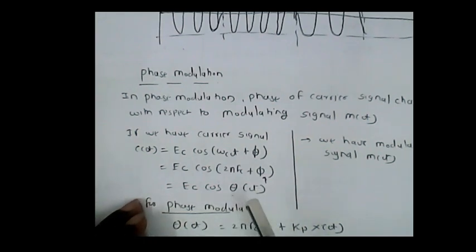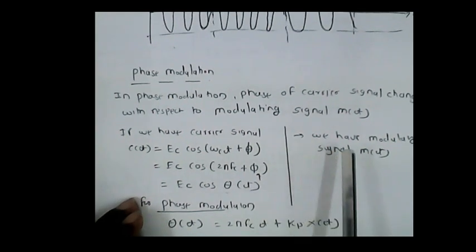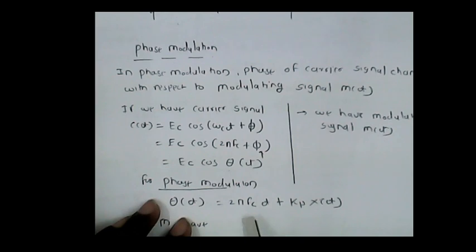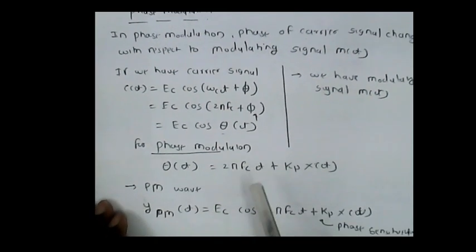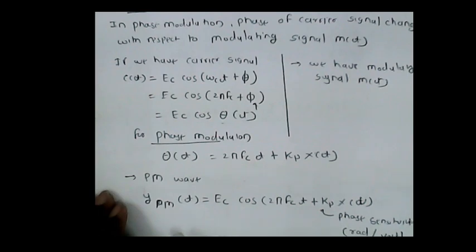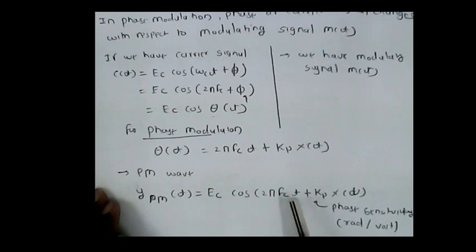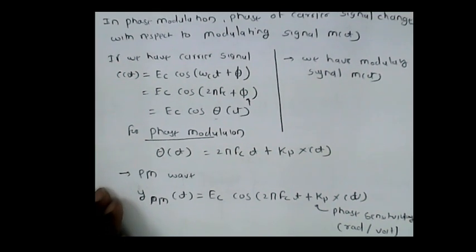For the phase modulation, the modulating signal is m of t. So theta of t is equal to 2 pi fc t plus kp into x of t, where x of t is the modulating signal. So the PM wave we can write in the time domain as y of pm t equals ec cos of 2 pi fct plus kp x of t, where kp is a phase sensitivity which is measured in radian per volt. So this is to be remembered: what is meant by kf, what is meant by kp. So kp is the phase sensitivity.